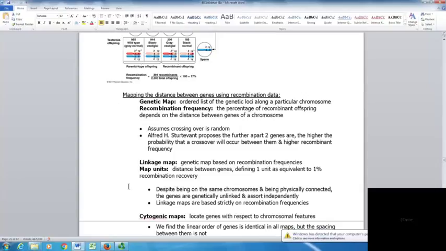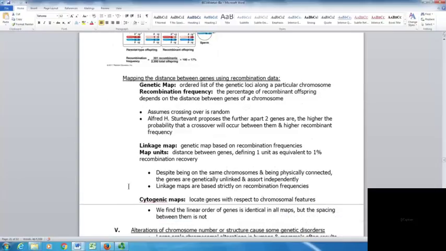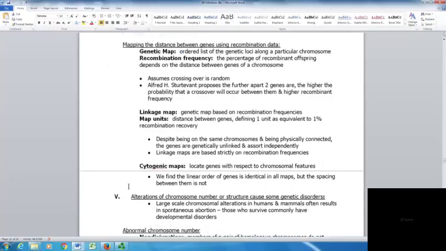A linkage map is just a genetic map based on recombination frequencies. With these, the map units are the distance between the genes, and 1 map unit is defined as equivalent to 1% recombination frequency. Despite being on the same chromosome and being physically connected, genes that are far apart are genetically unlinked and assort independently. Linkage maps are based strictly on recombination frequency. Cytogenetic maps locate genes with respect to chromosomal features, things like staining. What we find with the different types of maps is that the linear order of the genes is identical, but the spacing between them is not.